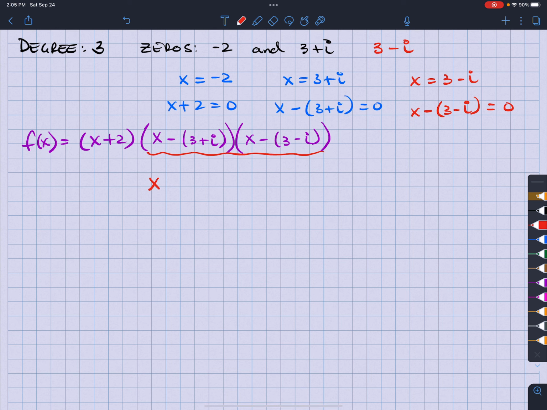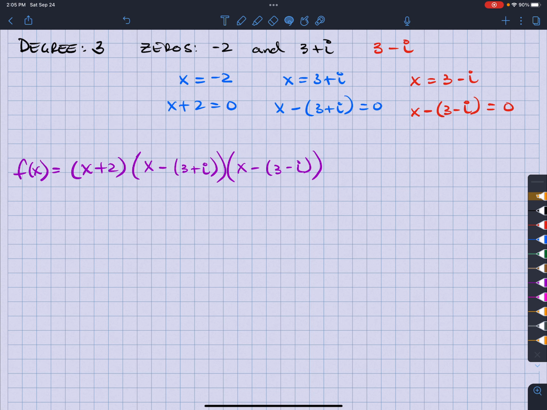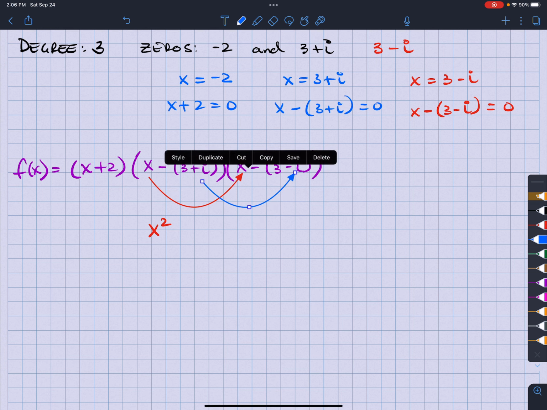So I'm going to have x squared minus x times 3 minus i. Actually, you know what? Let me do it this way. Maybe I should do it this way instead. We'll call this a FOIL session here. So I got this. And since that's in red, I'm going to write it as x squared. Put that in blue, and that would be minus.